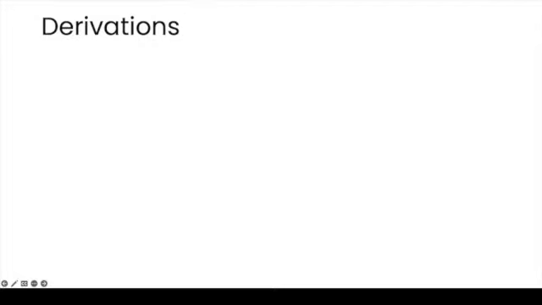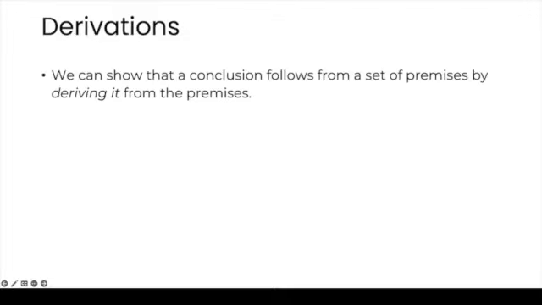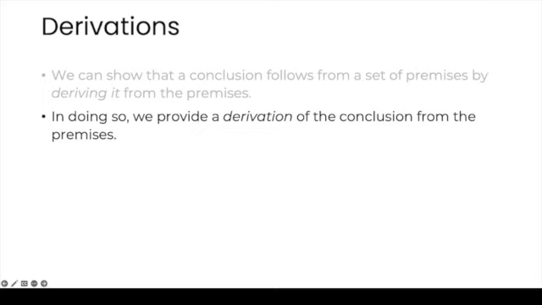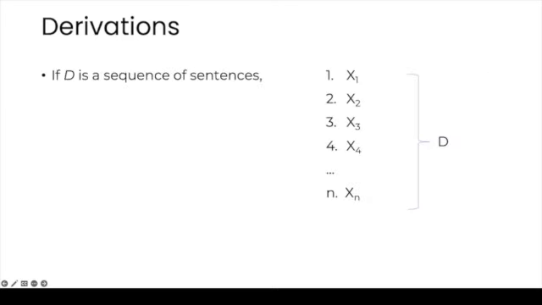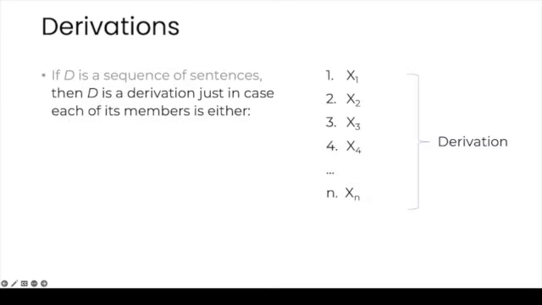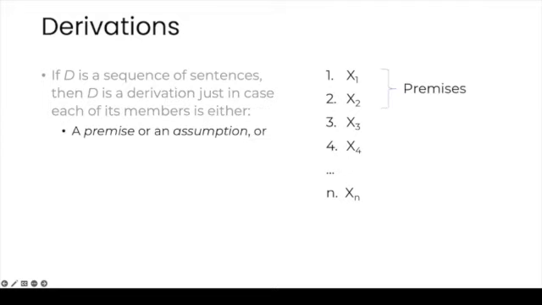Okay, here we go. Natural deduction systems are based on the notion of a derivation. This is, I think, an intuitive notion. The idea is that we can show that a conclusion follows from a set of premises by deriving it from the premises. In doing so, we provide a derivation of the conclusion from the premises. So in more formal terms, if D is a sequence of sentences, then D is a derivation just in case each of its members is either a premise or an assumption, and by the way, here we'll only mention premises, and we'll deal with assumptions in a future lesson.